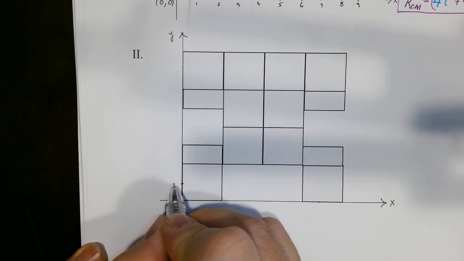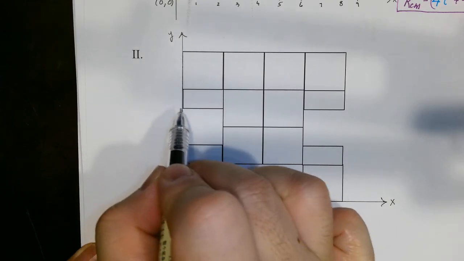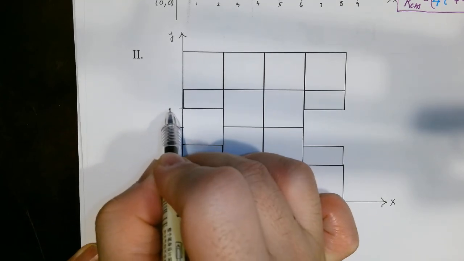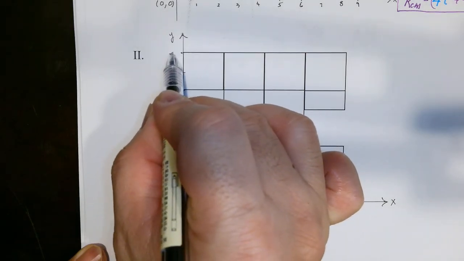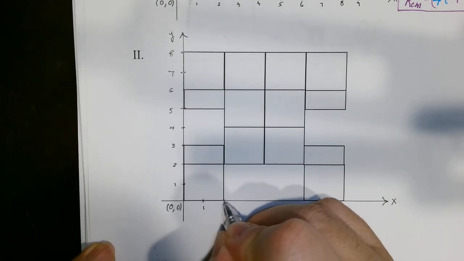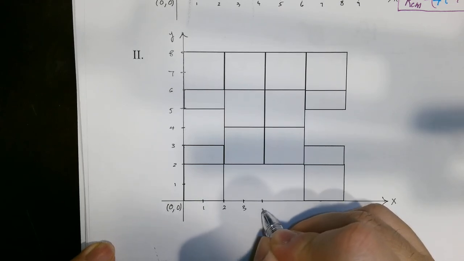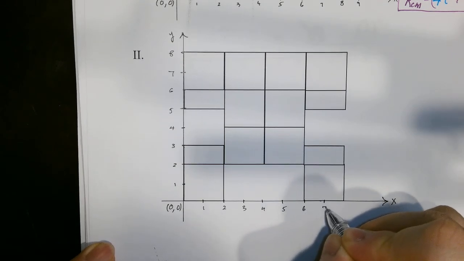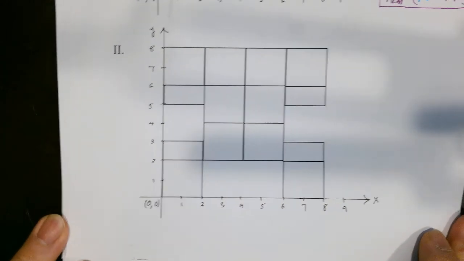This is your 1, 2, 3, 4, 5, 6, 7, 8, all right, and so on. So here's your 1, 2, 3, 4, 5, 6, 7, 8, 9, etc.